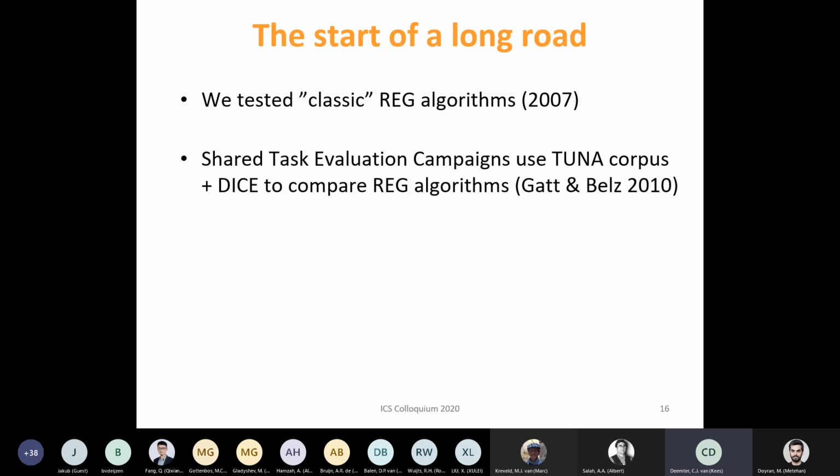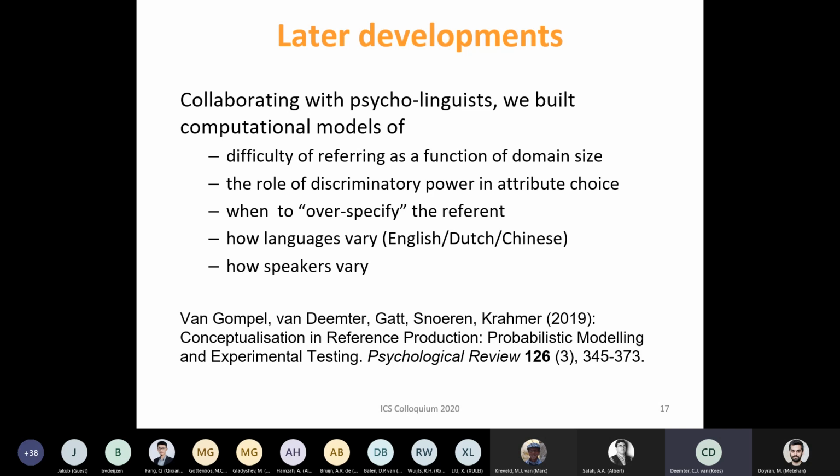We initiated the first international shared task evaluation campaign in NLG, focusing on reference. So that was the first time this was done in our area. And instead of summarizing the results, let me briefly sketch what happened next. So we started working with psycholinguists, looking at more interesting aspects of language. So we asked the psycholinguist, what are the things that you don't know?